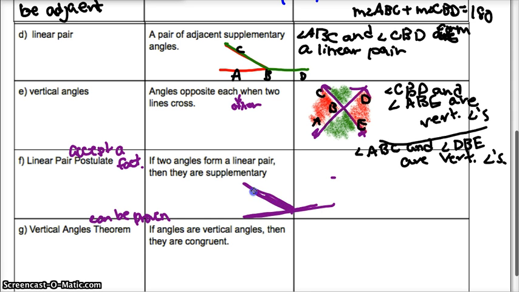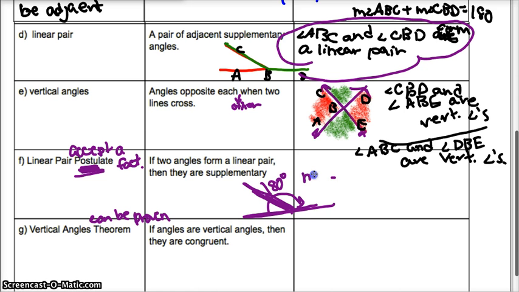The idea of a linear pair is that you have two angles that form a line. I ask my students, how many degrees is a straight angle? They always tell me 180 degrees. Then I ask them why, and they say, well, it just is. Straight lines are 180 degrees. It's this idea that a postulate is something you just know to be true. So I'm going to clear up this notation to say that the measure of angle ABC added to the measure of angle CBD equals 180.